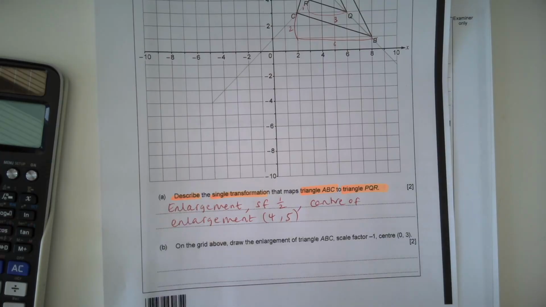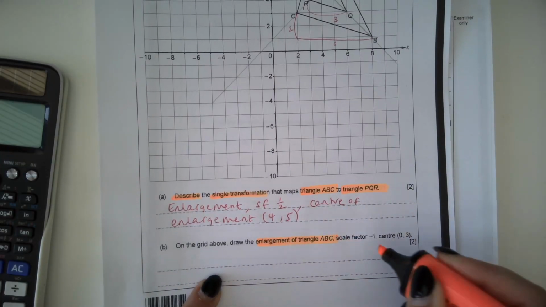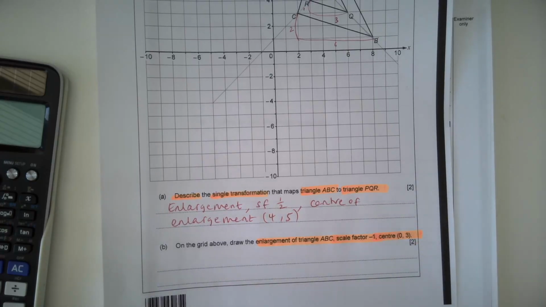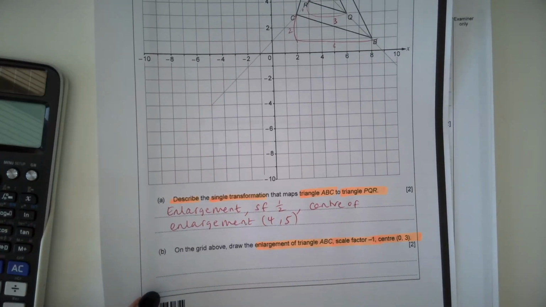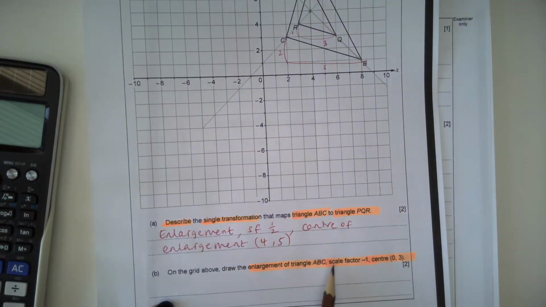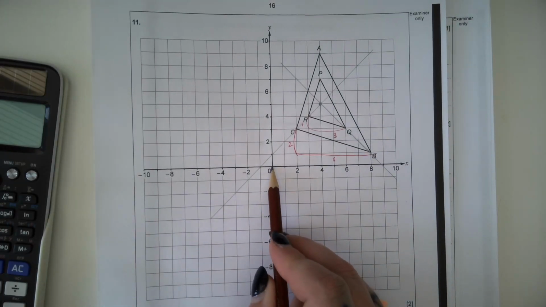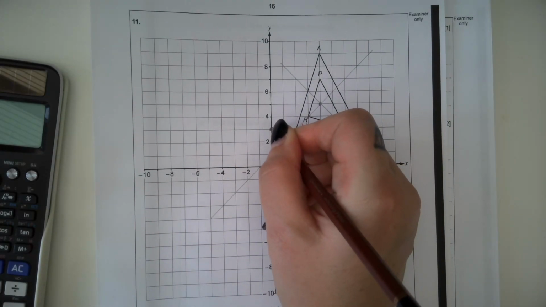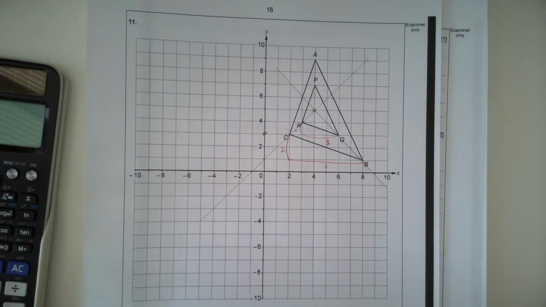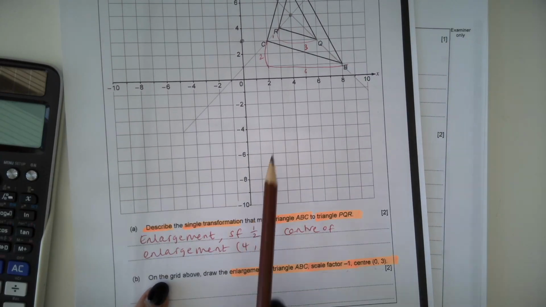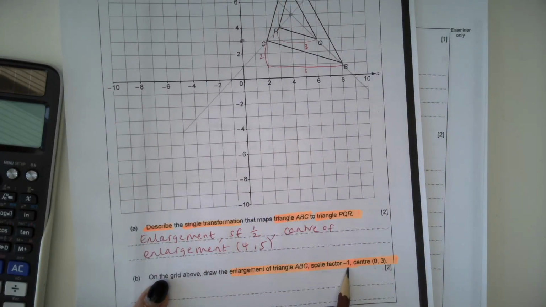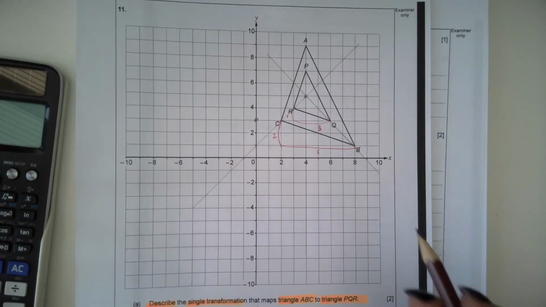Part B. On the grid above, draw the enlargement of triangle ABC, scale factor -1, centre 0, 3. Okay, so we are going to work with triangle ABC using a scale factor of -1 and the centre of enlargement as 0, 3. So 0, 3, that's our centre of enlargement there, guys. So we're going to enlarge this shape, ABC, by a scale factor of -1. When we're dealing with negative scale factors, the journey reverses and the journey multiplies by whatever that value is.